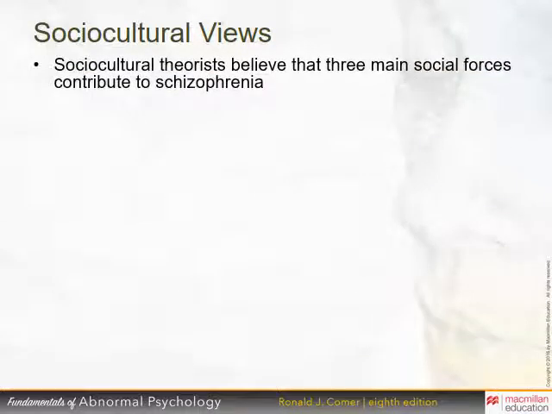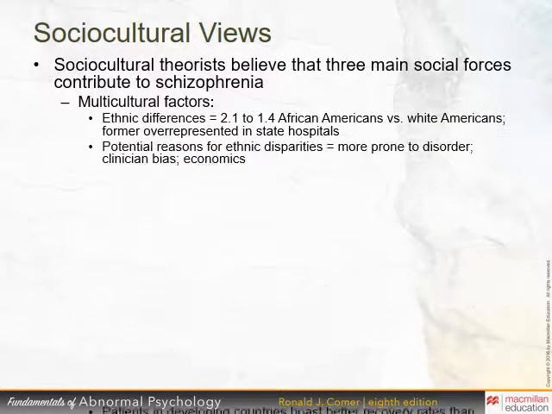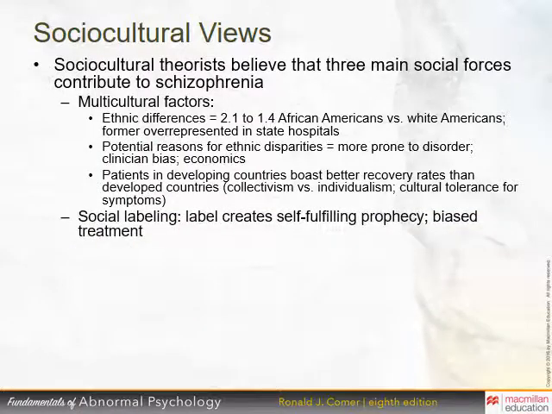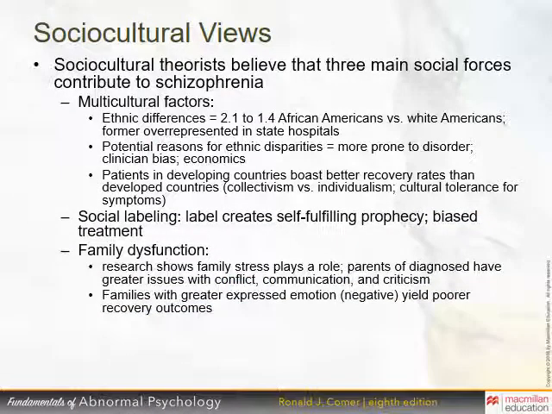From a sociocultural perspective, theorists believe that three main social forces contribute to schizophrenia: multicultural factors, social labeling, and family dysfunction. So under multicultural factors, there are some ethnic differences. 2.1% versus 1.4% of African Americans to white Americans are diagnosed with schizophrenia. African Americans are overrepresented in state hospitals for schizophrenia in particular. Potential reasons for these ethnic disparities: it could be that African Americans are more prone to the disorder.